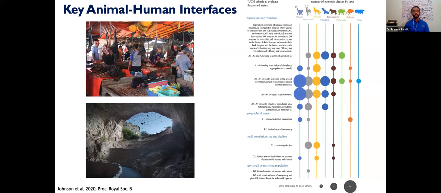And you can see that species that have been threatened due to human exploitation, especially exploitation of their habitats and hunting, tend to have twice as many viruses as other species. So what it means is that these are the key animal-human interfaces, which include live wildlife markets and bat caves, that need to be protected. And that's where the transmission from wild animals to humans tends to occur. This is a recent study that we published in Proceedings of the Royal Society B, with new results that identify key human-animal interfaces. So the next example I'll give is about flaviviruses.